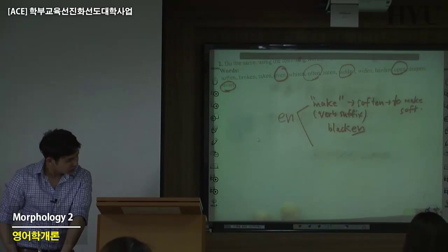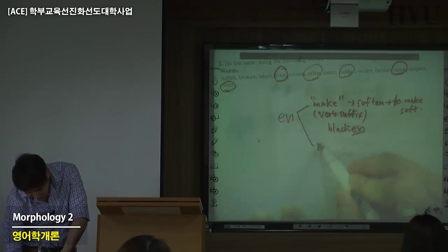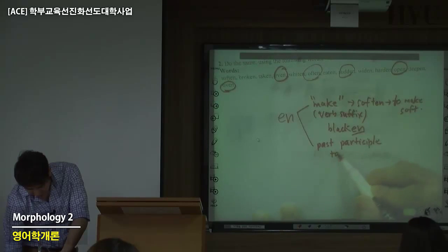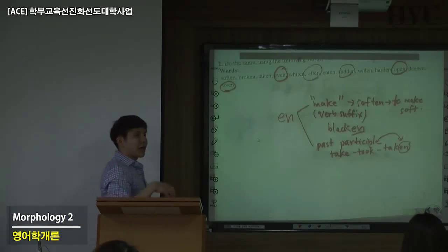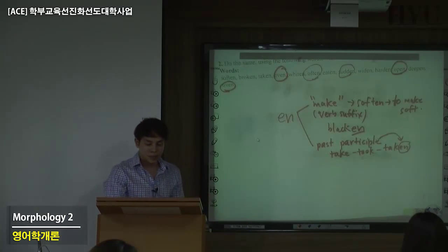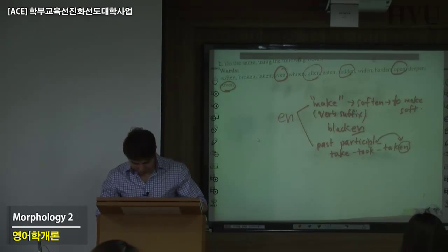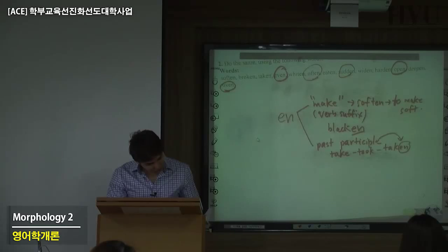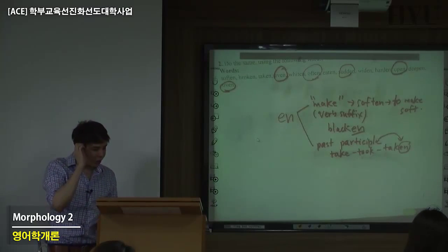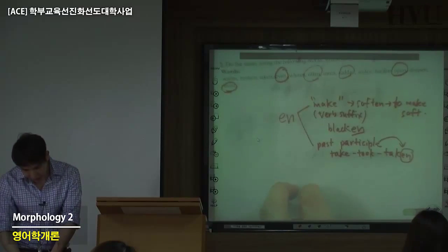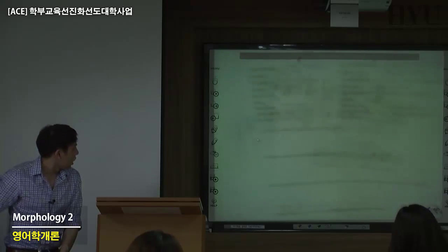The other EN that we see here is what we can call, I think, the past participle morpheme. As in take, took, taken. So this EN is what we call the past participle, right? And it occurs in the passive voice, it occurs in the perfect aspect, and so on. So that's what we will leave off for today.